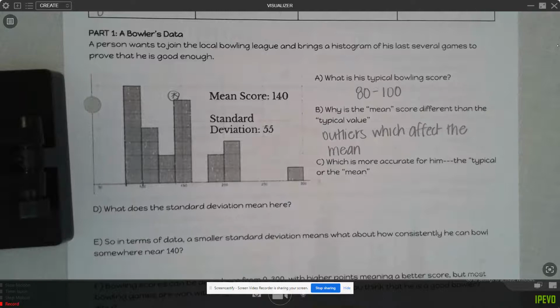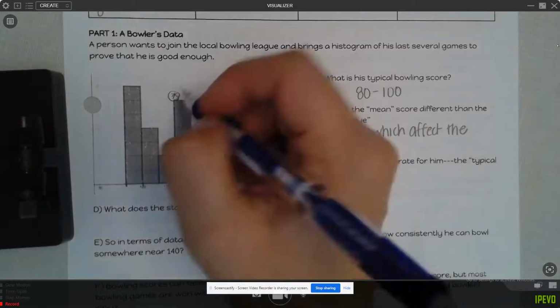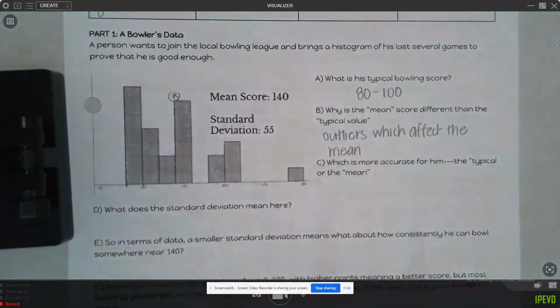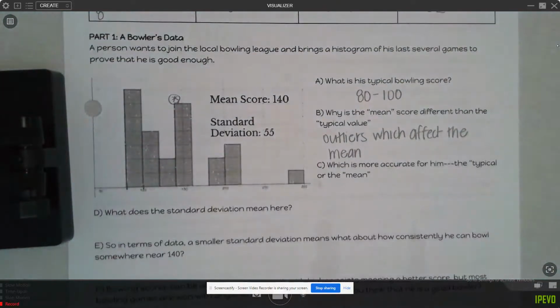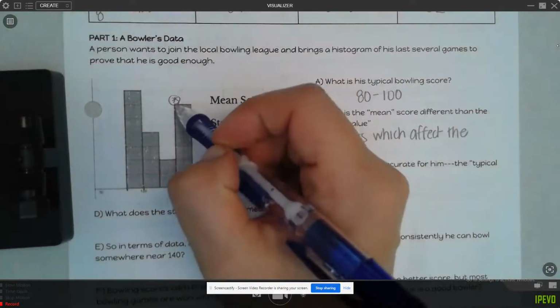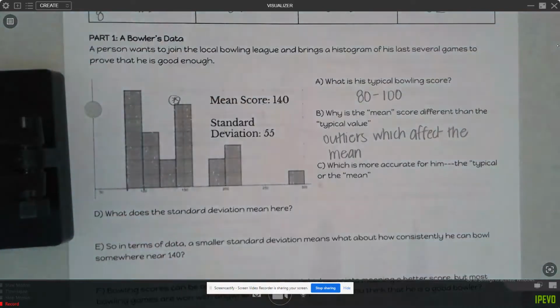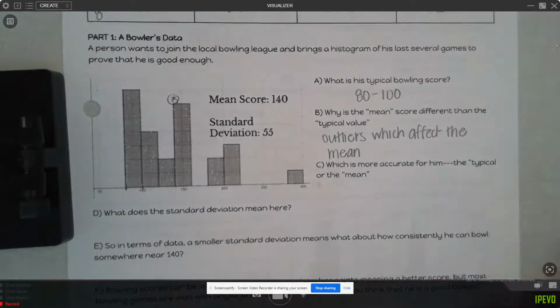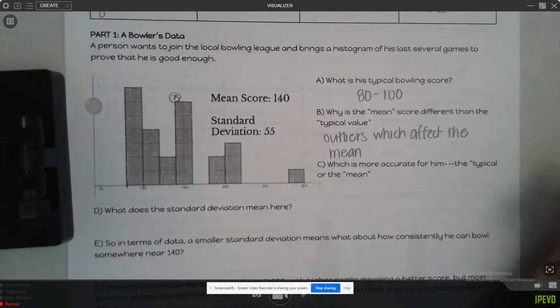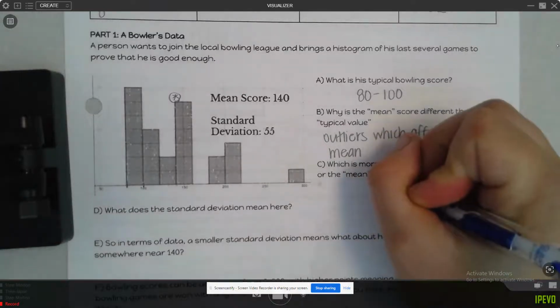Okay. Which one's more typical? Which one do you think is more typical? Do we think it's right here or right here? Well, it's really close. I would go either way on this one because that is very close to this large hump. So I would say either one would be close, but probably your typical.